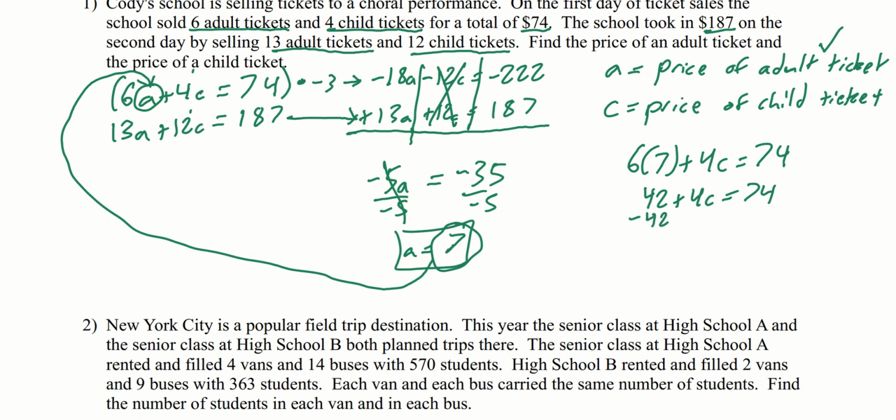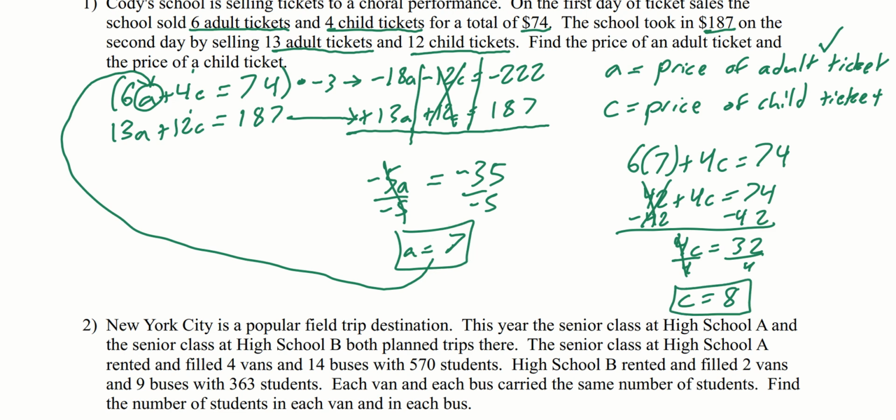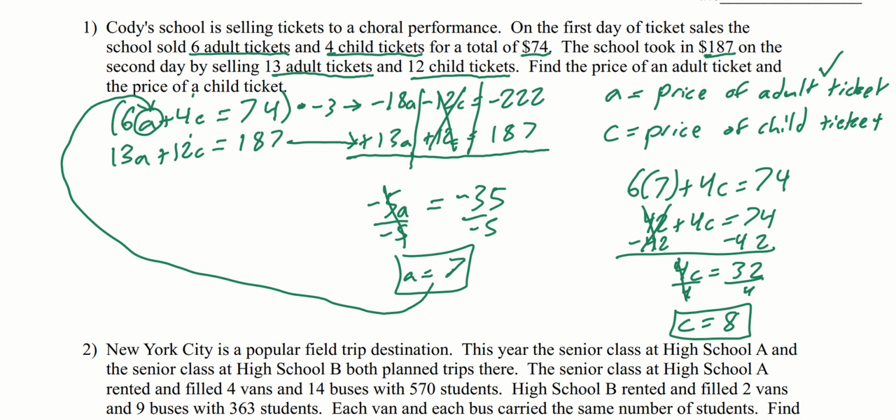And now I'm going to solve for c by subtracting 42 to leave me with 4c equals 32. And then last step here, I would divide by 4, and I would end up with c equals 8. So these would be my final answers here. A equals 7 and c equals 8. It's always good to ask and make sure that your answers make sense, which in this case they do because they're both positive. One reason they might not make sense is because the child ticket actually ends up being more than the adult ticket, which seems a little strange. But that is the answers for these problems here.